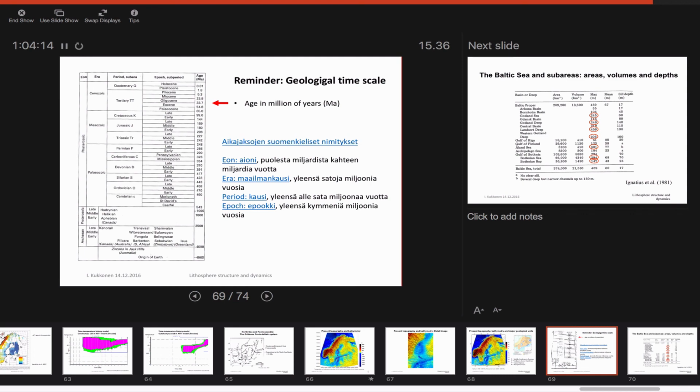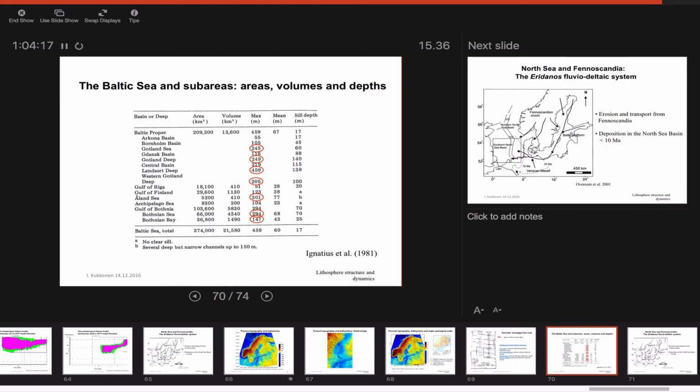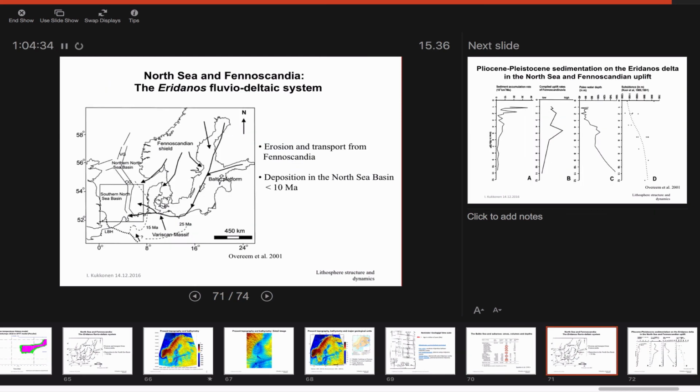This is geological timetable. This is the depth data and bathymetric data of the basins in the Baltic Sea and the subseas. So we have these values, and the deepest basins are actually quite small and isolated. So this is really an intercontinental basin. And coming back to this Eridanus system, the idea is indeed that the North Sea sedimentation in the last 10 million years is largely coming from Fennoscandia.